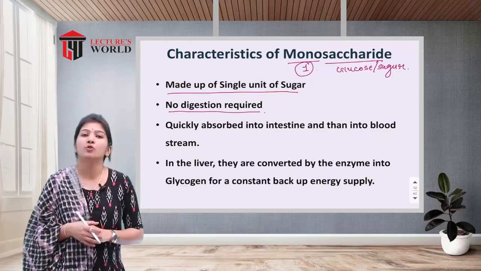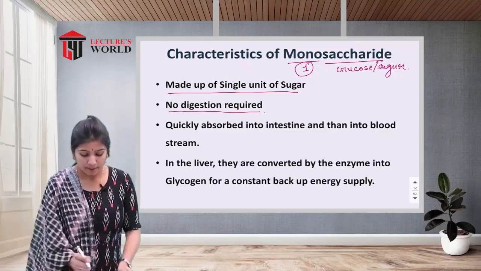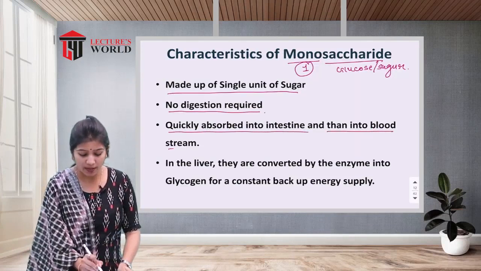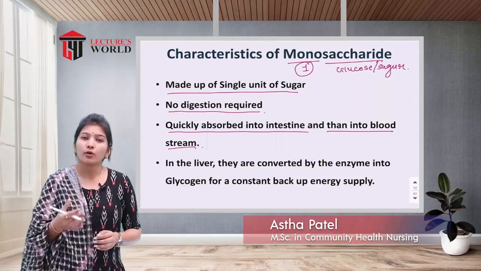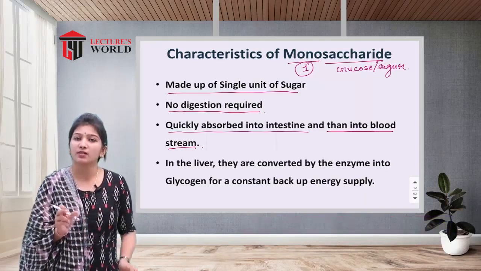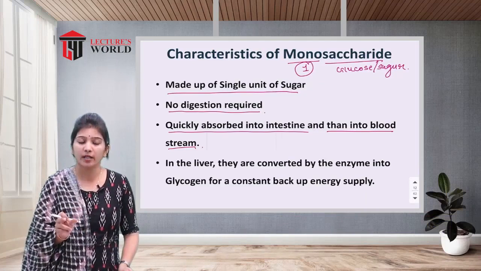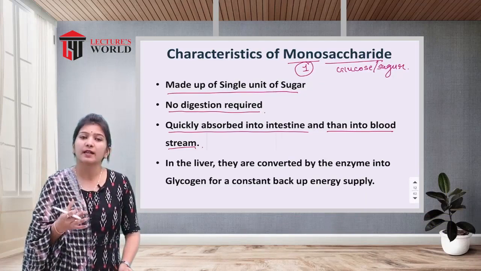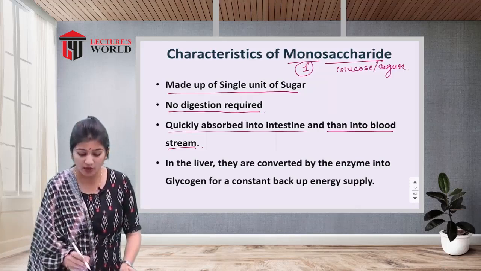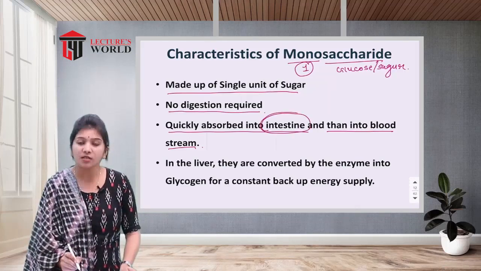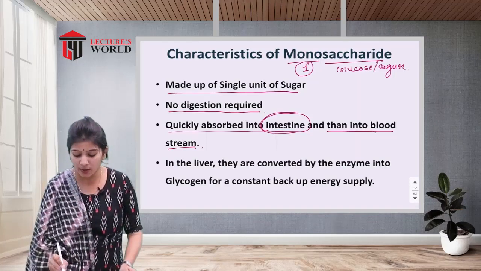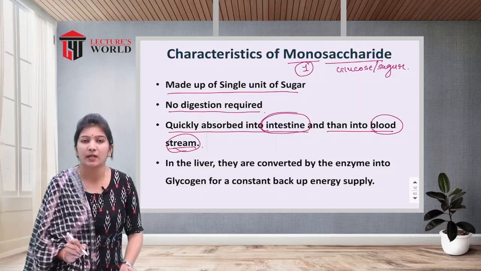It is directly absorbed into the bloodstream. Next, it is quickly absorbed into the intestine and then into the bloodstream. As I have said, there is no digestion of monosaccharide in our body, as it has a simple sugar unit structure. So if you have any food with monosaccharide, it is directly absorbed in the small intestine, and from the lumen of the small intestine it enters the bloodstream with the help of blood capillaries.